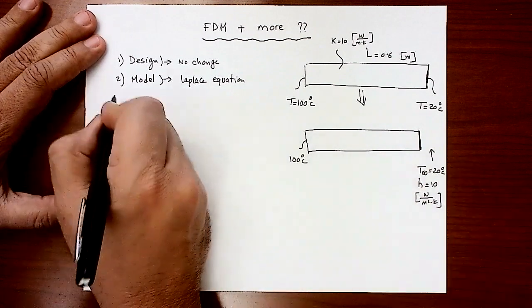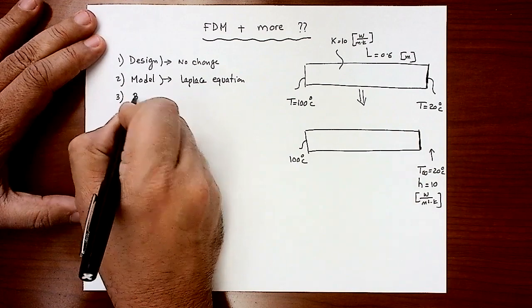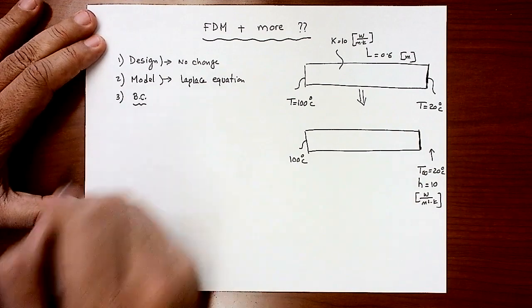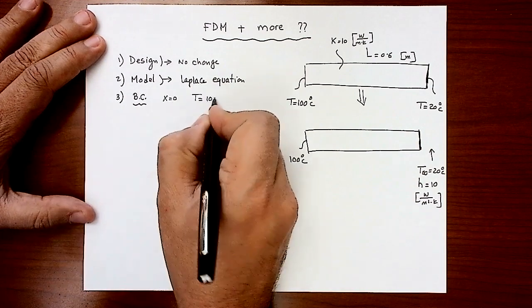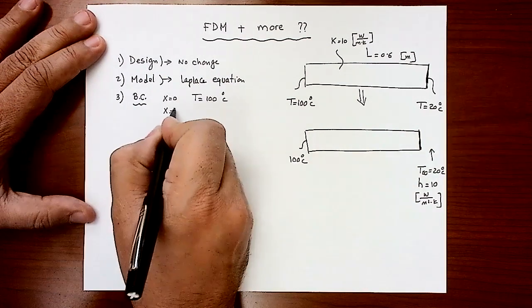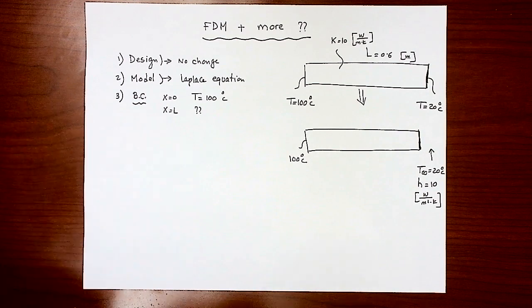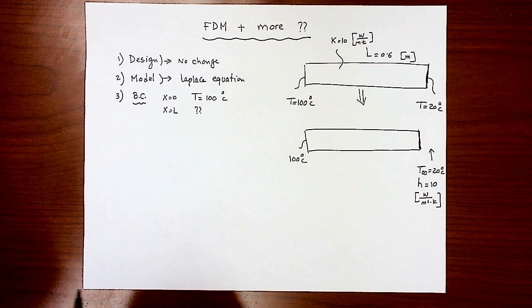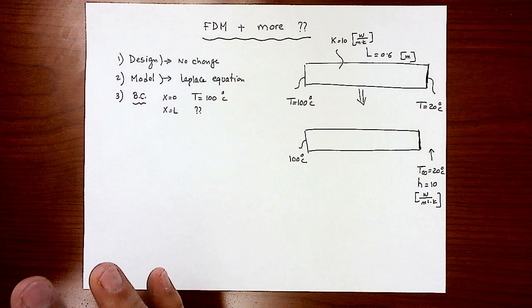Then the boundary condition is changed, right? So at x equals 0, I was given the temperature equal to 100 degrees C. Now at x equal L, it's no longer a constant temperature. I will get back to that and match the different types of boundary conditions in a later recording when we introduce the Dirichlet, Neumann, Mixed, Cauchy, and the other types. But let's think in a simple way now.